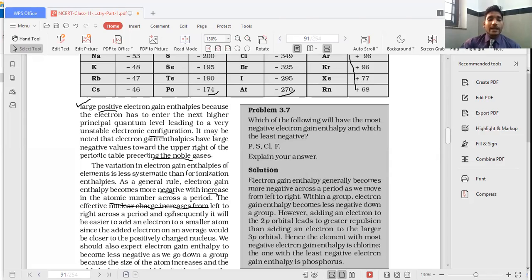On moving from left to right across a period, consequently, it will be easier to add an electron to a smaller atom since the added electron on an average would be closer to the positively charged nucleus. Adding an electron to smaller atoms is quite easier than adding to bigger atoms. However, again there will be an exception here.